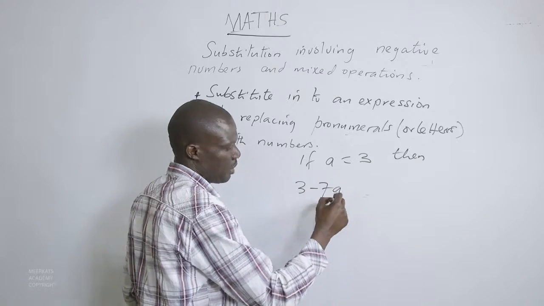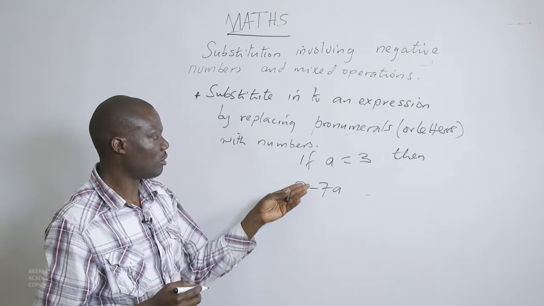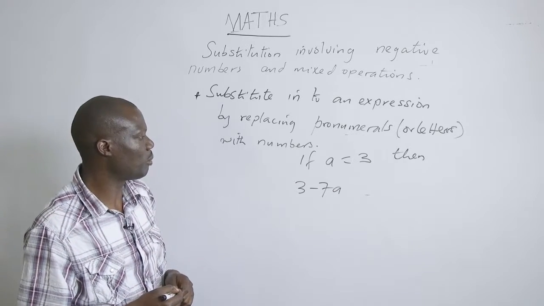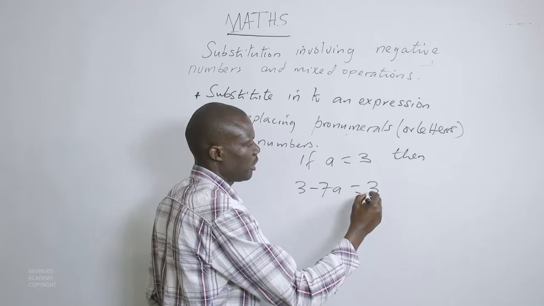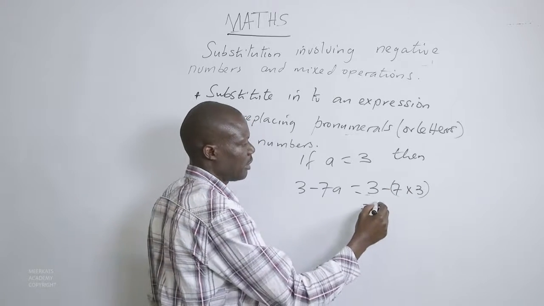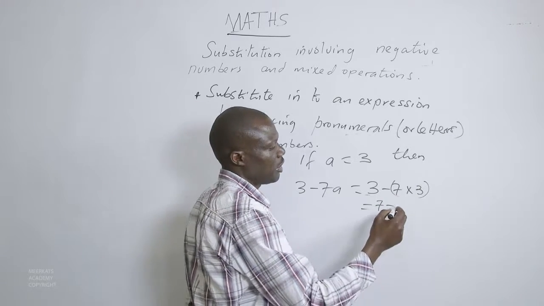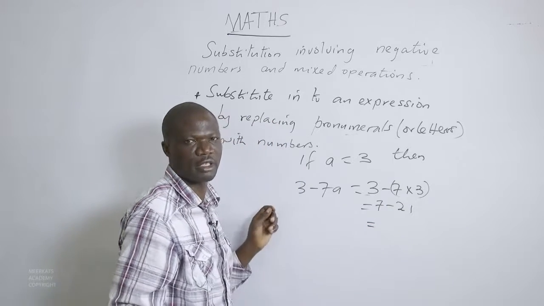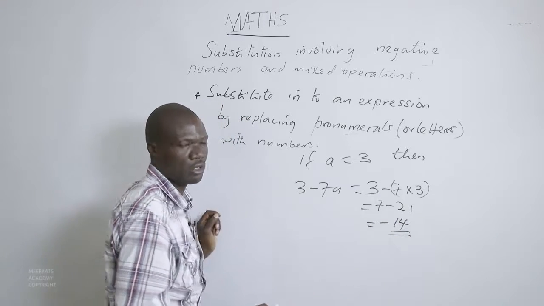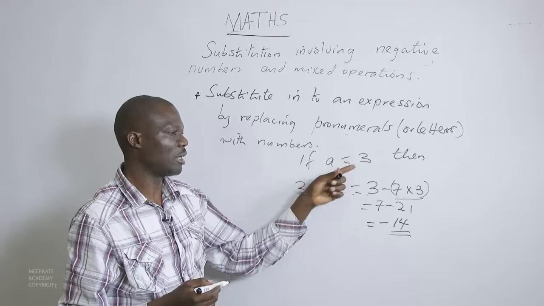3 minus 7a. For this particular case, we have a as positive, so it will be easier because this will be 3 minus 7 multiplied by 3. That is 7 times 3, which is 21, so 3 minus 21, and what you get is negative 14.